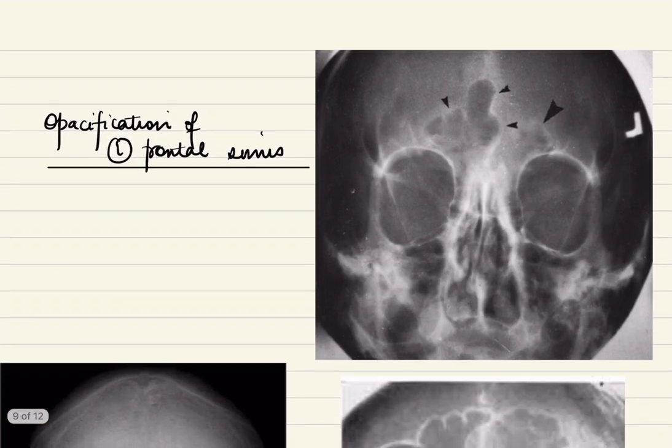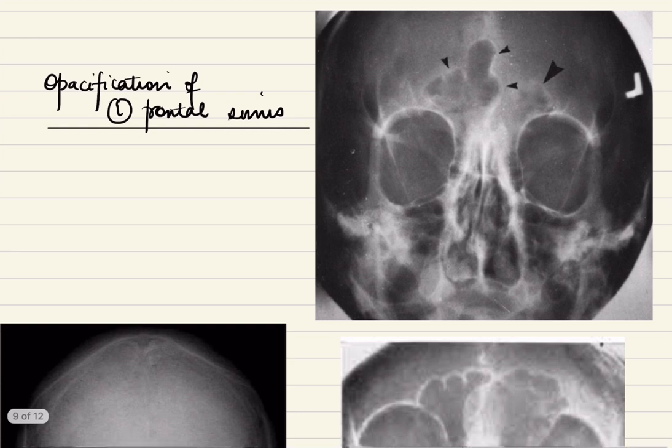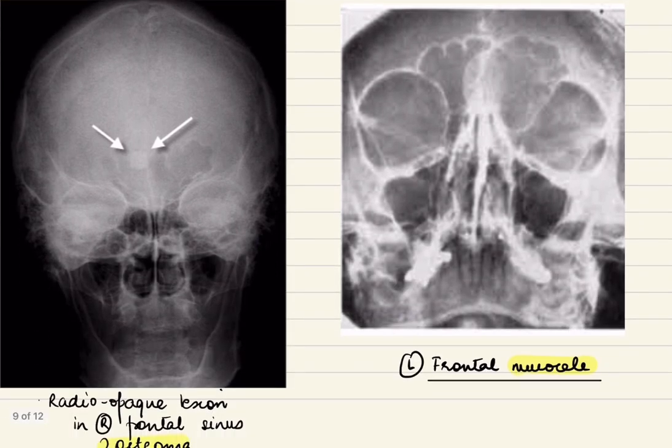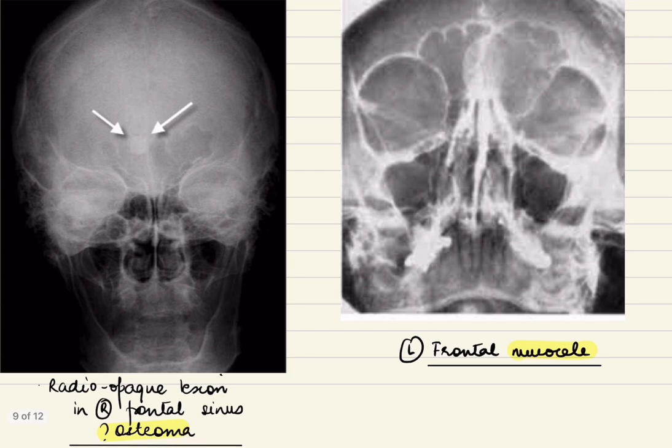Now coming to the pathologies, in case of sinusitis, you can see opacification of the involved sinus. As you can see in this case, this being the normal right frontal sinus, and on the left side there is complete opacification of the frontal sinus. Another pathology, on the left diagram, you can see there is a radio-opaque lesion in the right frontal sinus. This is highly suspicious of an osteoma.